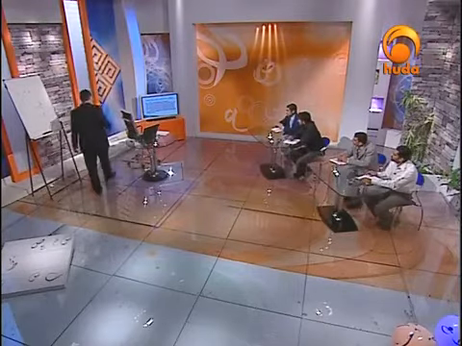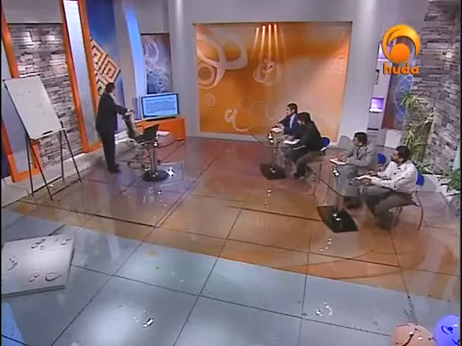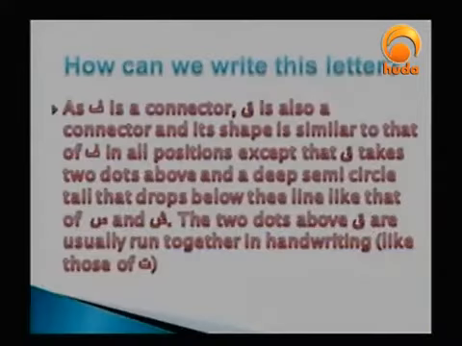It says, as fa is a connector, qaf is also a connector, that its shape is similar to that of fa in all positions except that qaf takes two dots above and a deep semicircle tail that drops below the line like that of sa and sha. The two dots above qaf are usually run together in handwriting.